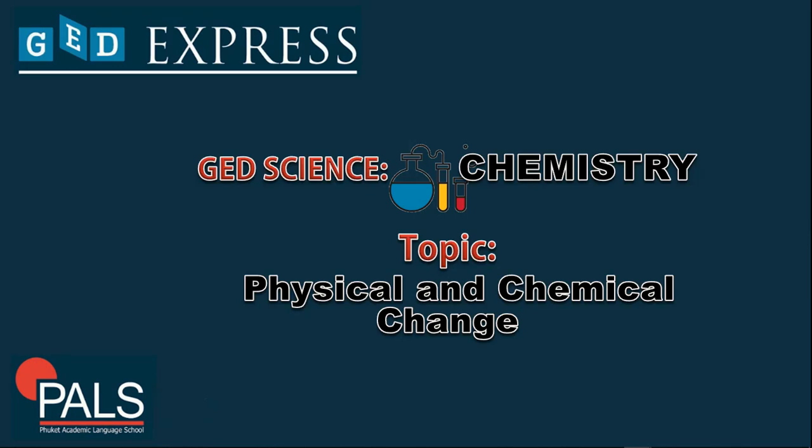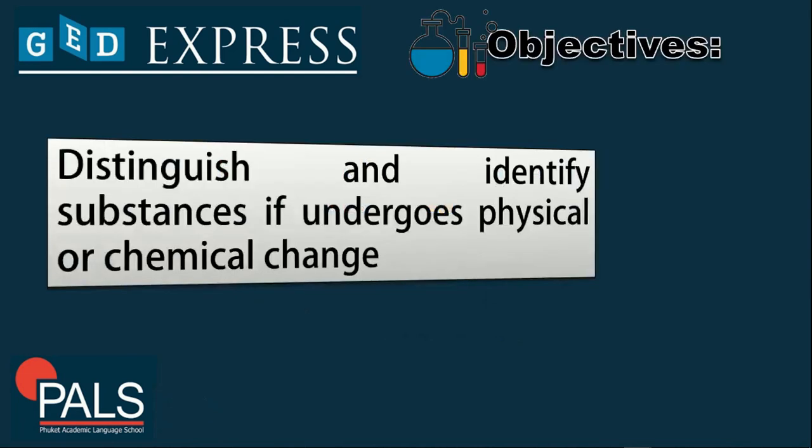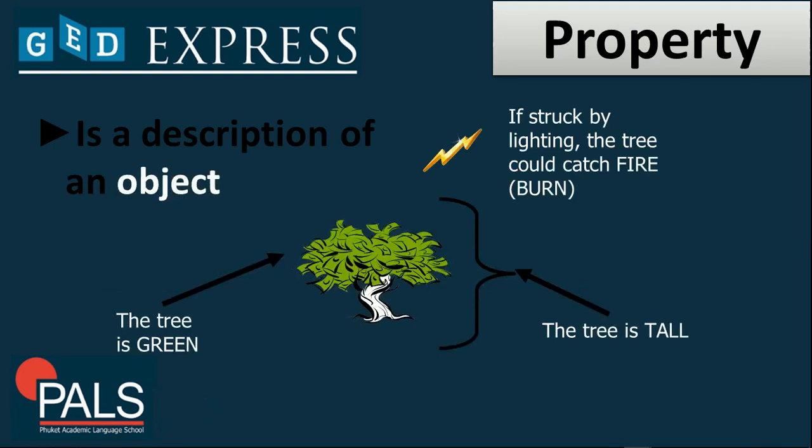Today's lesson focuses on GED Science under chemistry, and our topic will be about physical and chemical changes. Now, at the end of the discussion, every one of you is expected to distinguish and identify substances if it undergoes physical or chemical change. Now, before we proceed, we need to define first what property is.